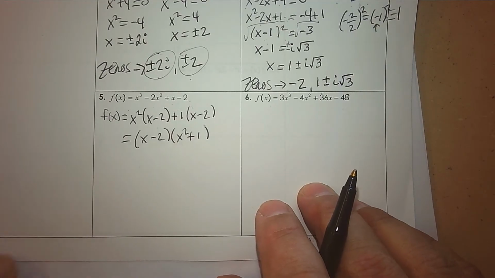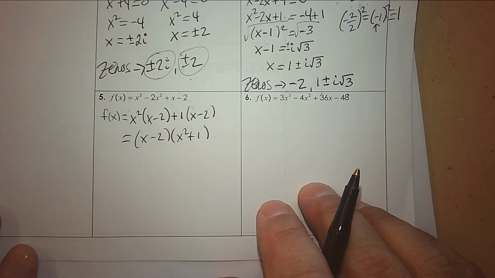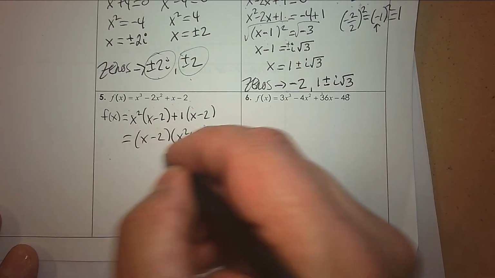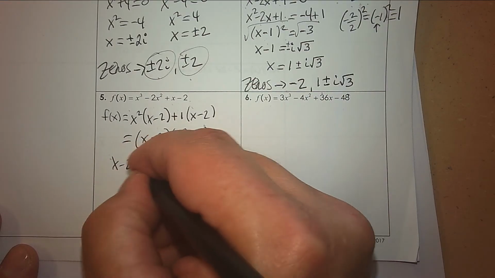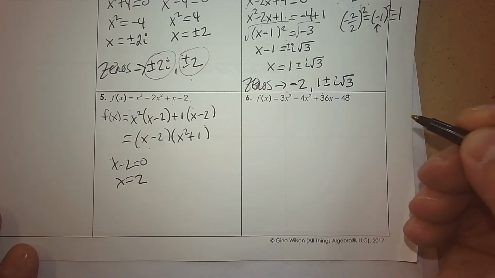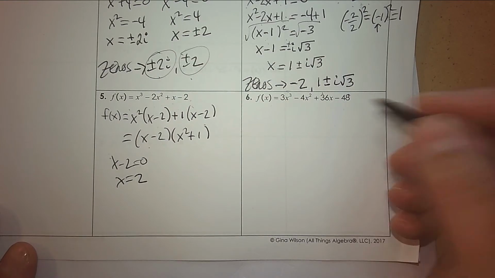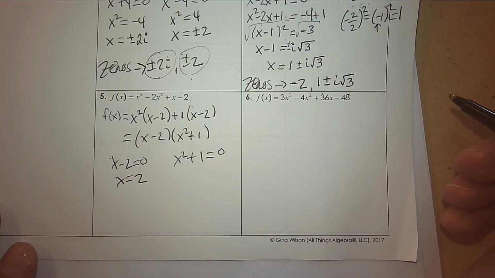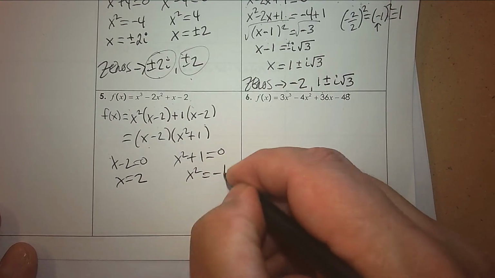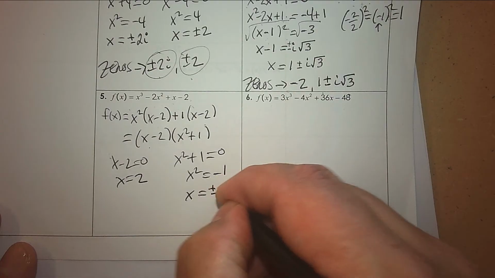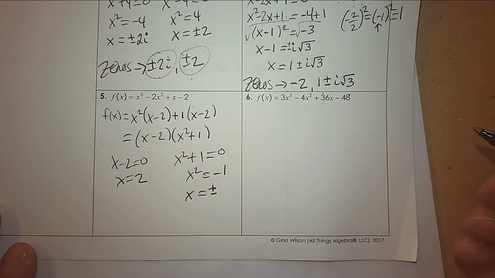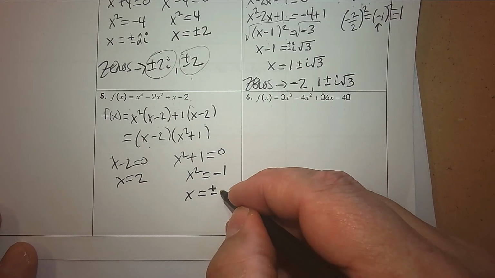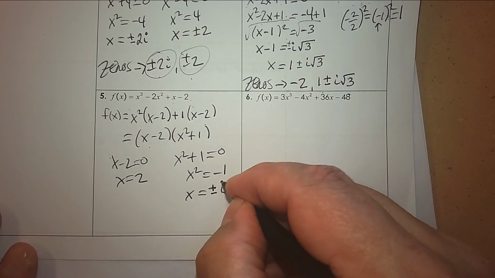Corey, what would you do next? I would make them both equal to 0. So if I take x minus 2 equal to 0, you already know that one, right? You could do that one in your head. So one zero is positive 2. How about the other one? If I take x squared plus 1 equal to 0, how would you solve it? I would subtract 1. And then I would square root both sides, and negative 1 would become square root of negative 1, and then I would try to make it complex.